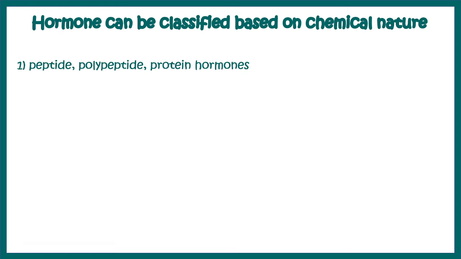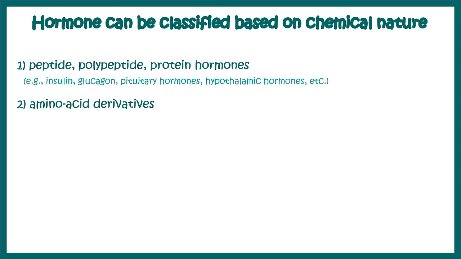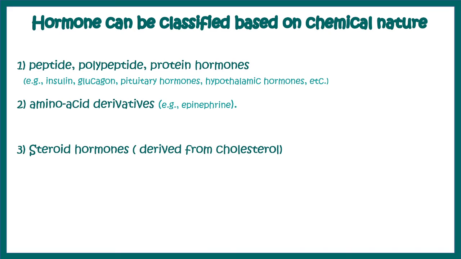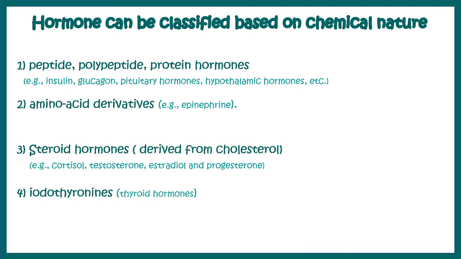So there are different type of hormones such as peptide, polypeptide hormones. Examples are insulin, glucagon, pituitary hormones, hypothalamic hormones, etc. There are also amino acid derivative hormones such as epinephrine, norepinephrine, etc. Now, there are steroid hormones which are generally derived from cholesterol, such as testosterone, estradiol, progesterone, cortisol, and there are iodothyronines. That means all the thyroid hormones.